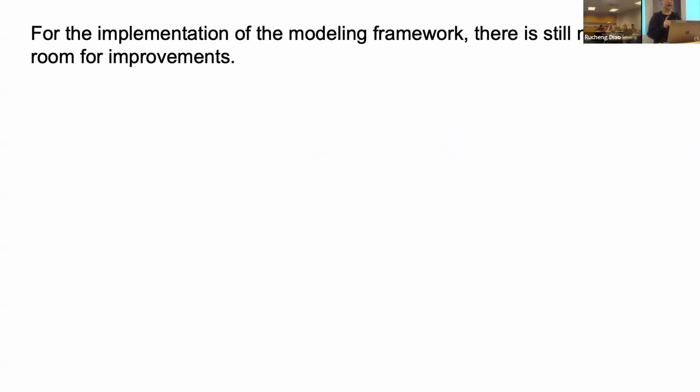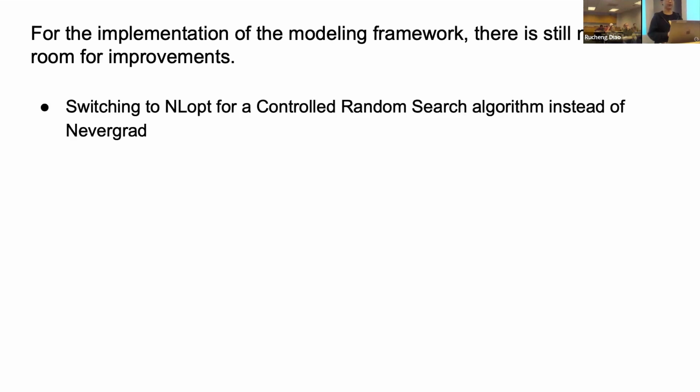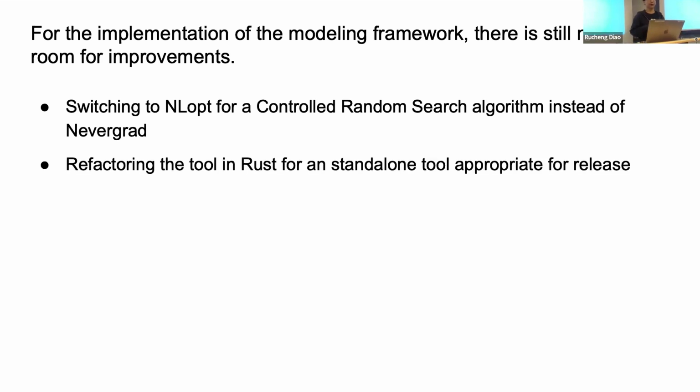So what we are doing right now is switching to NLopt for a controlled random search algorithm instead of Nevergrad. We have some benchmarking results that show a controlled random search algorithm in the majority of cases performs better than or similar to Nevergrad. And it has a lot more options when it comes to which programming language we are going to use, because it is implemented with a lot of interfaces from different languages. And from there, we are refactoring the code in Rust.